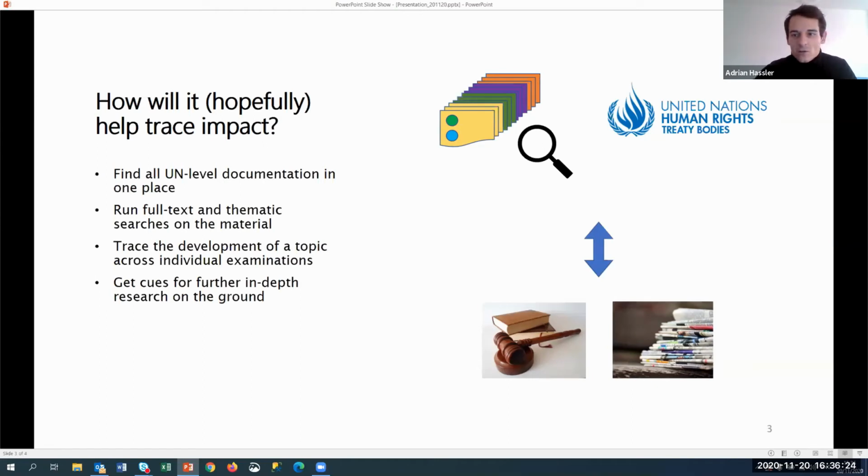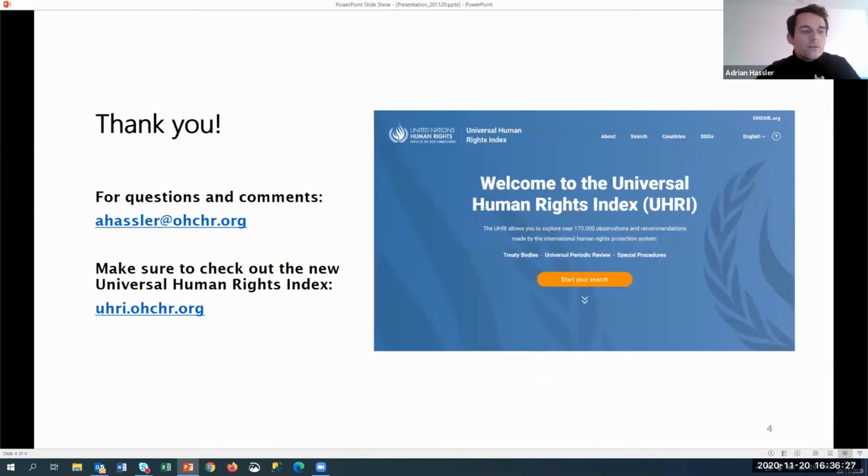If you want to get an idea of what this looks like in practice, we have just relaunched our Universal Human Rights Index, which is a similar database where you can find at least the concluding observations, so the recommendations and observations from the treaty bodies and from other human rights mechanisms, and you can search them by country and by themes and so on. So you get an idea. What we're basically doing is we're going to replicate that kind of model for the reporting cycle related information that has not yet been made accessible in this way.